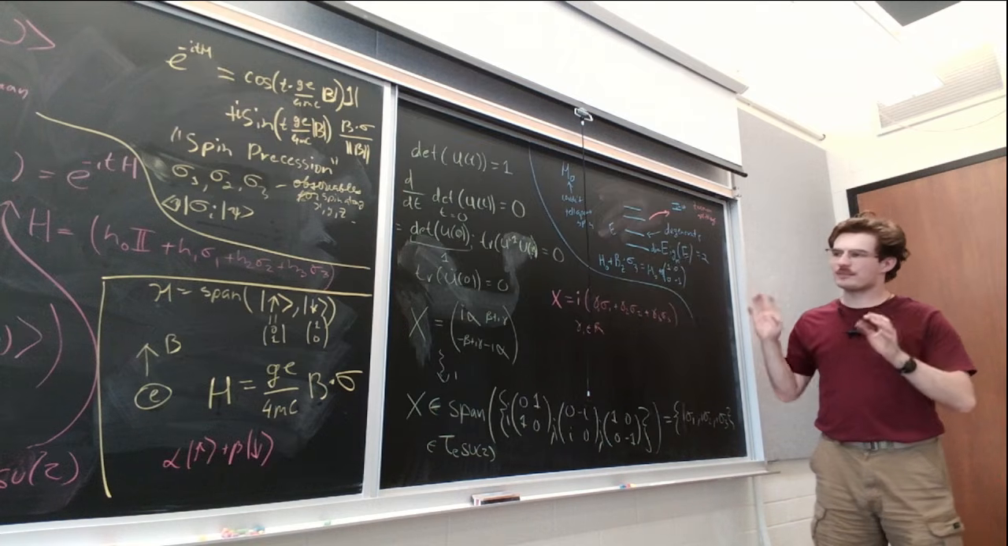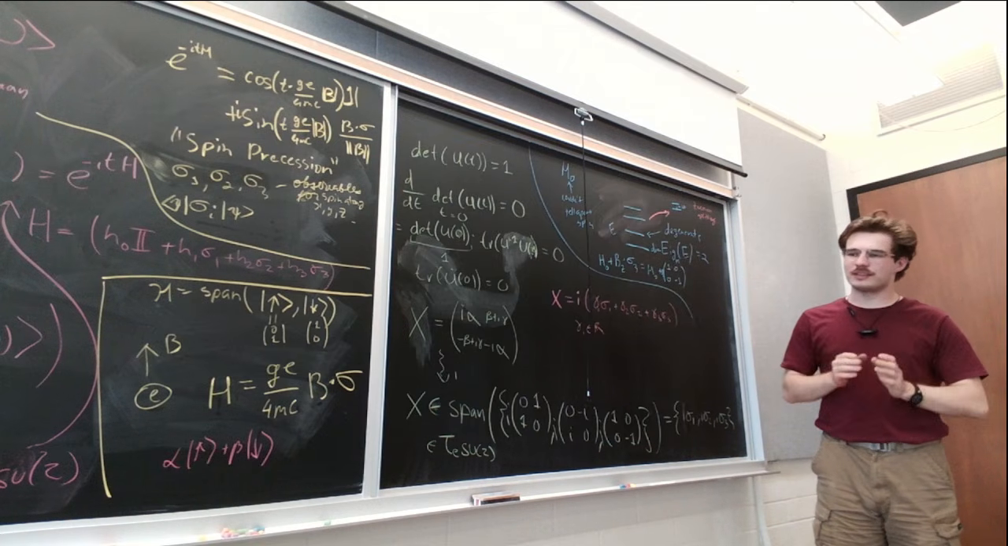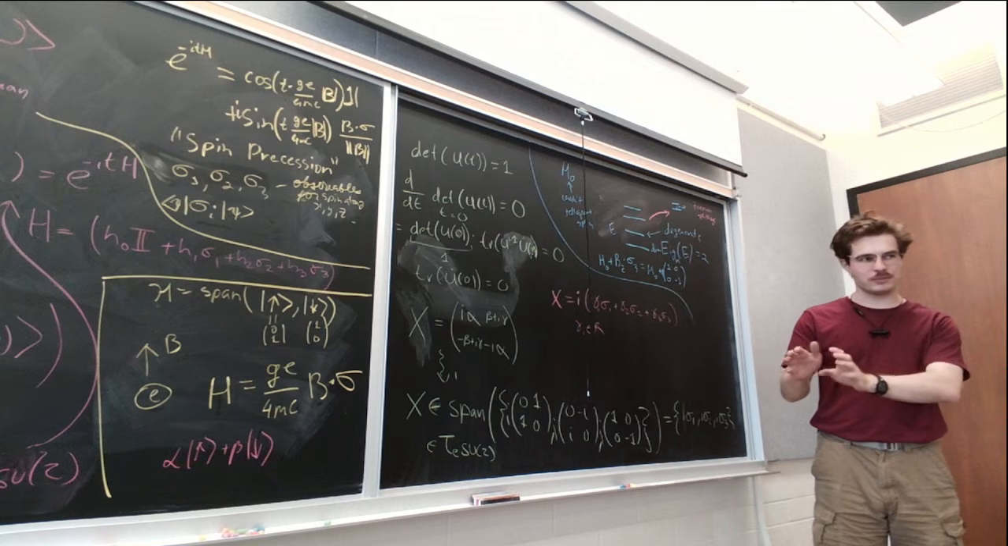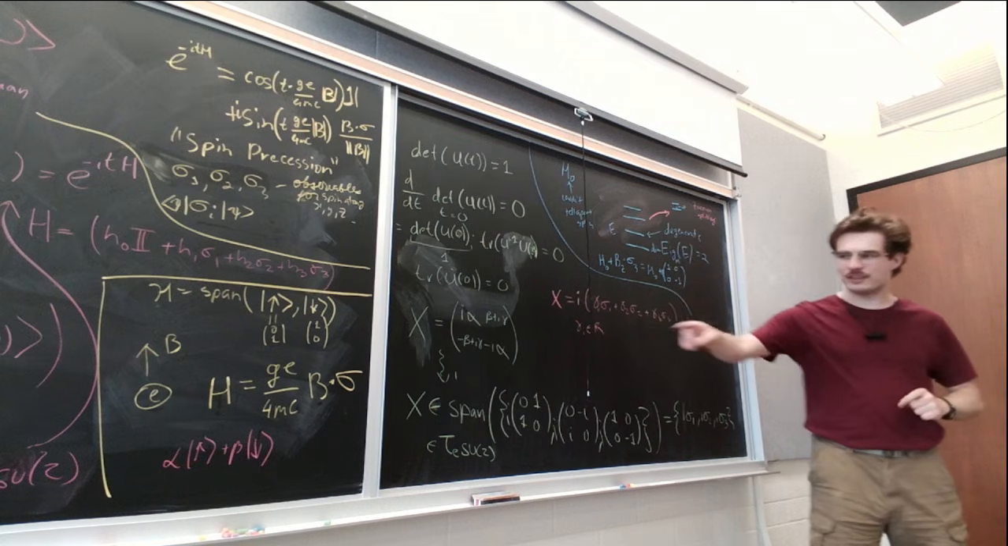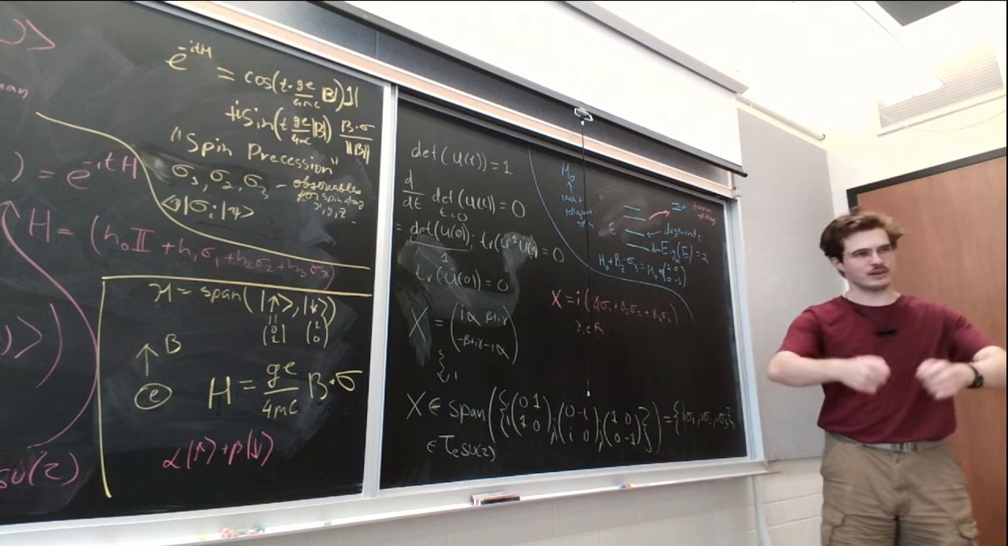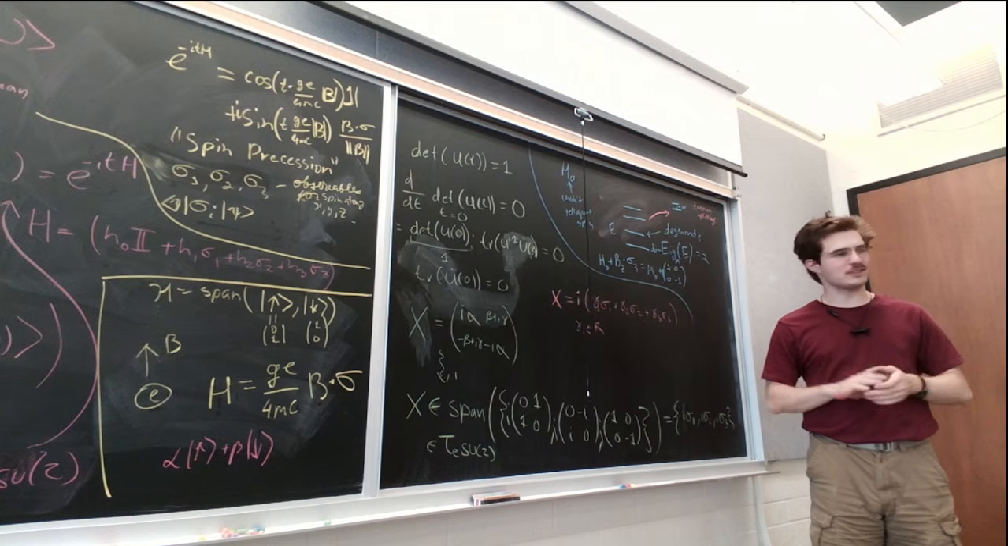Okay, so sorry. The main point is that spin couples to the magnetic field, usually via this b dot sigma term that you add in your Hamiltonian. That's really all I'm saying.